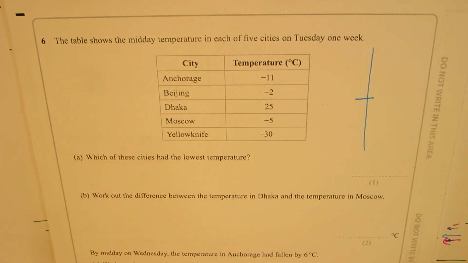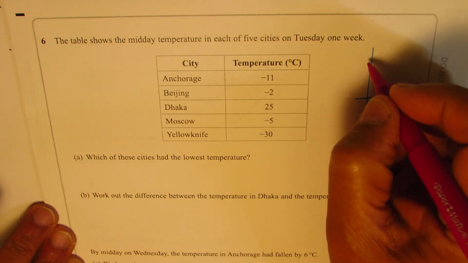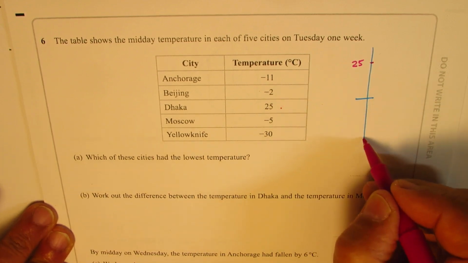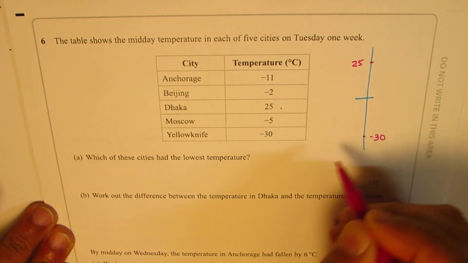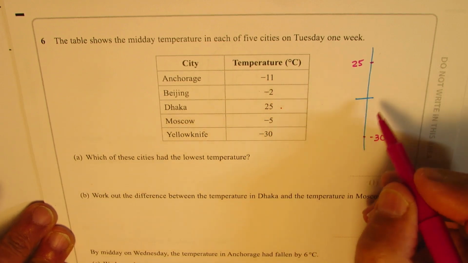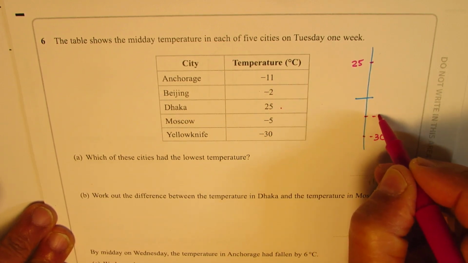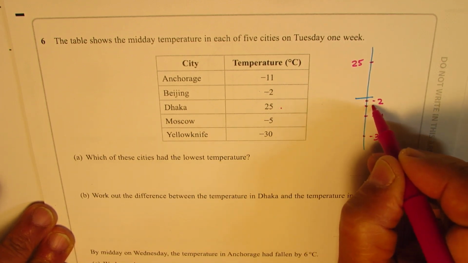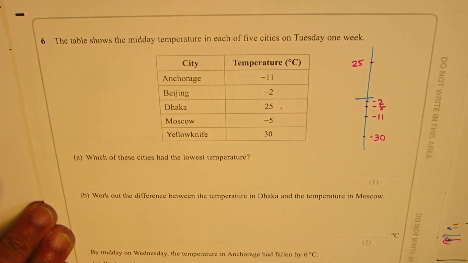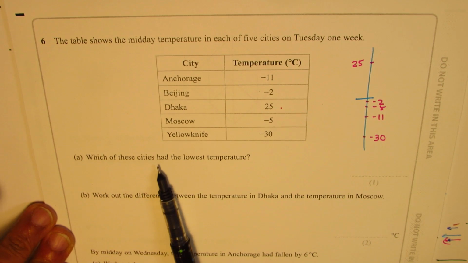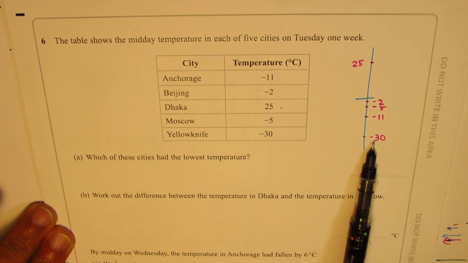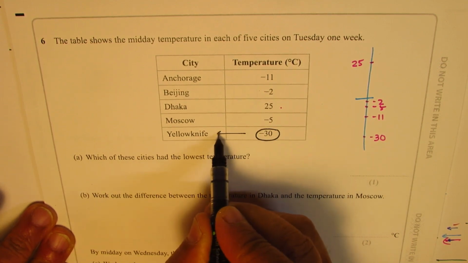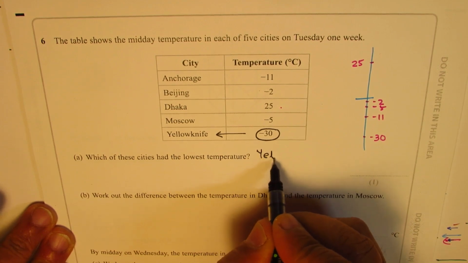So on a scale, positive temperatures, if you write right on the up, let's say this is 25, that is the highest. The lower temperatures, let's say this is the temperature which is minus 30. Then in that case, the temperatures would be around, let's say, minus 11, minus 2, and minus 5. Correct? So these are the 5 temperatures shown. Now the question is, which of these cities had the lowest temperature? So the lowest is this, minus 30, Yellowknife, right? So this is the lowest temperature. And the city is Yellowknife. So we'll write the answer as Yellowknife.